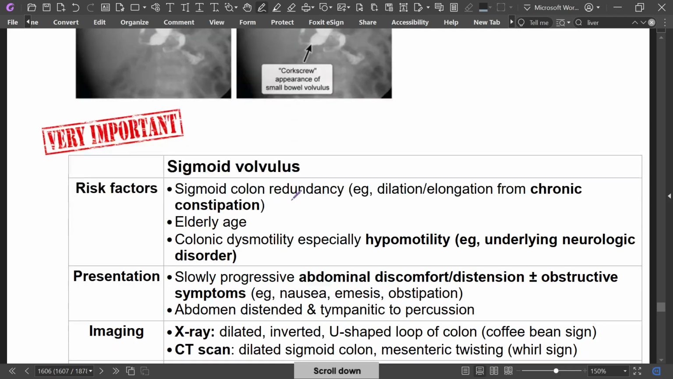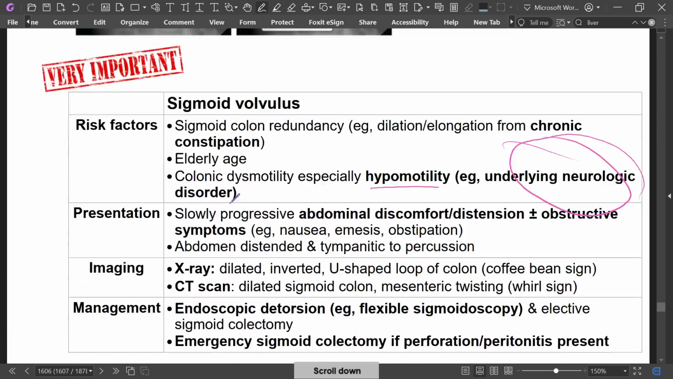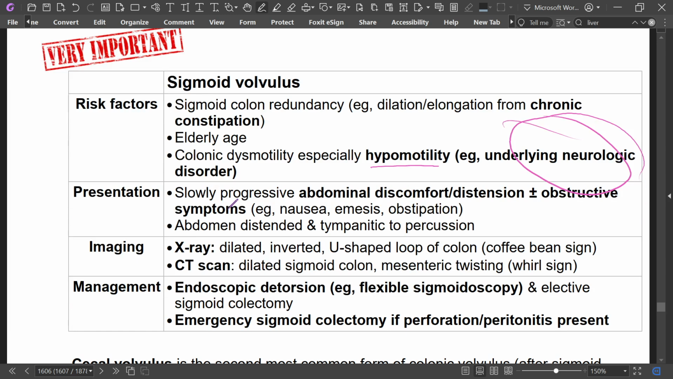And this is sigmoid volvulus: sigmoid colon redundancy, usually from chronic constipation, elderly age, or colonic dysmotility, especially hypomotility, or an underlying neurologic disorder. Sigmoid volvulus can happen due to neurological disorder. Presentation is slowly progressive abdominal discomfort with or without distension. There may be obstructive symptoms like nausea, emesis, and obstipation.